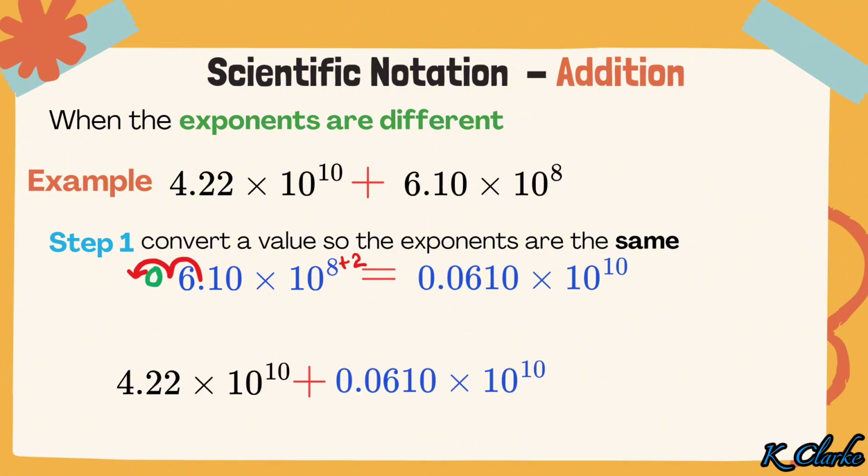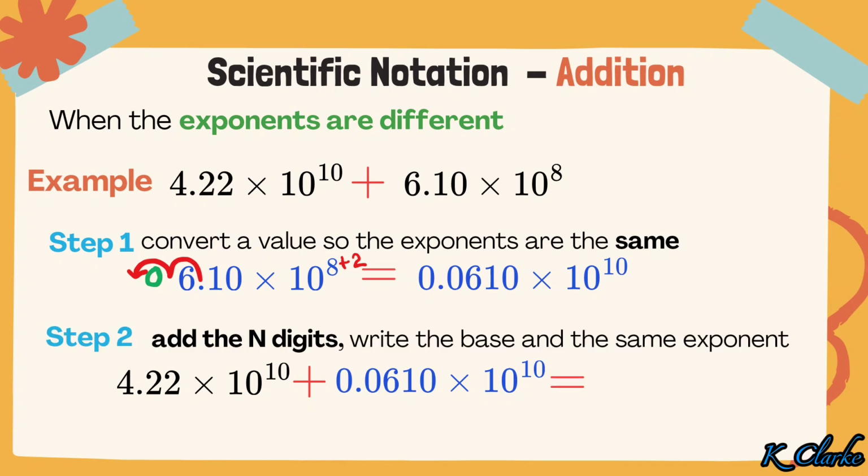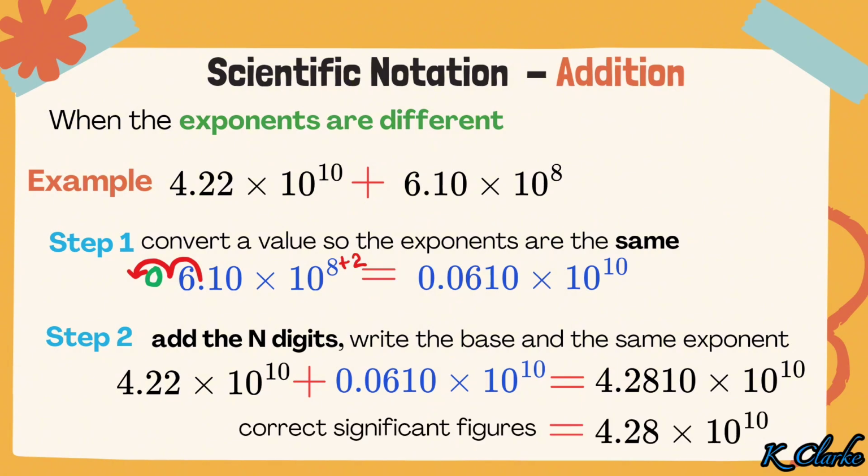Place the converted value in the equation, then do step 2, adding the n digits. The answer is 4.2810 times 10 to the power of 10. The answer to the correct significant figures is 4.28 times 10 to the power of 10.